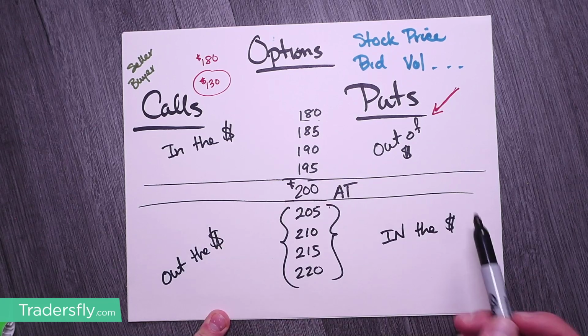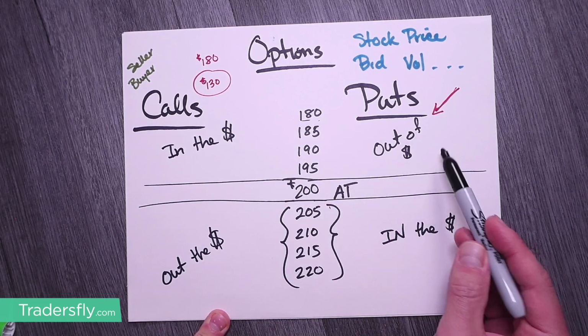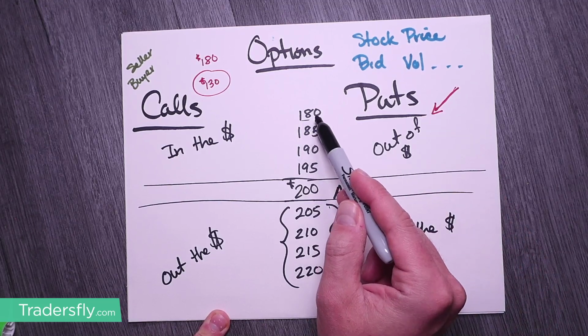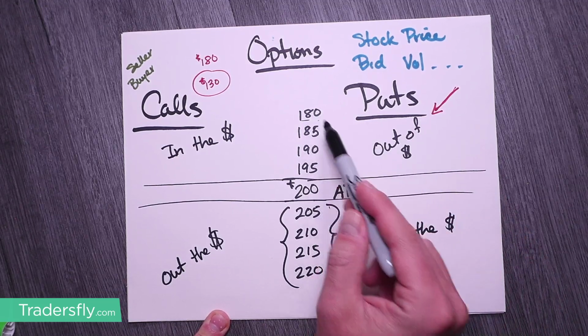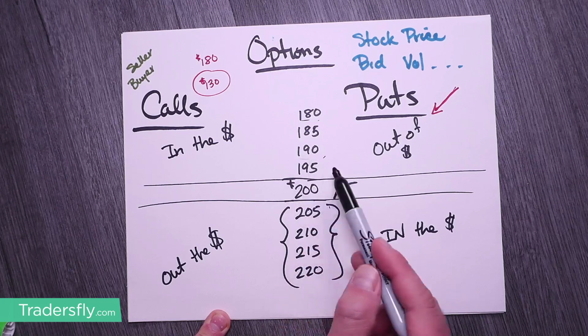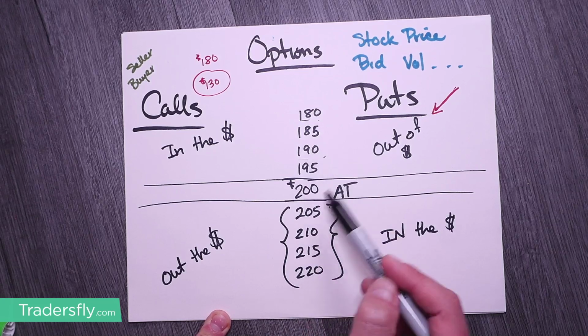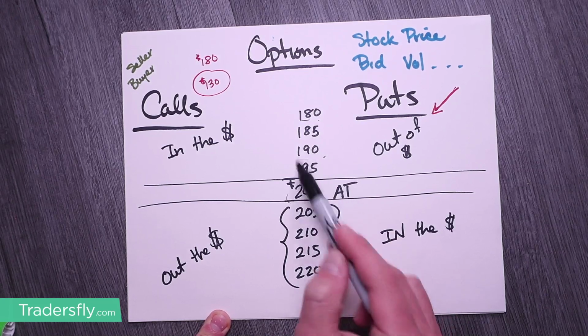On the put side, you have a similar concept. Out of the money, well, that stock's not below 180, right? Let's say you have a put at 190. I can put that stock to someone at 190, but it's not at 190 or lower. It's at 200. So these are out of the money.